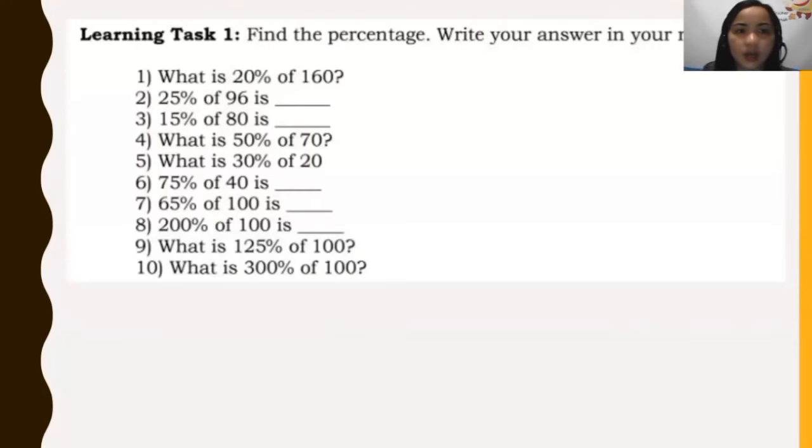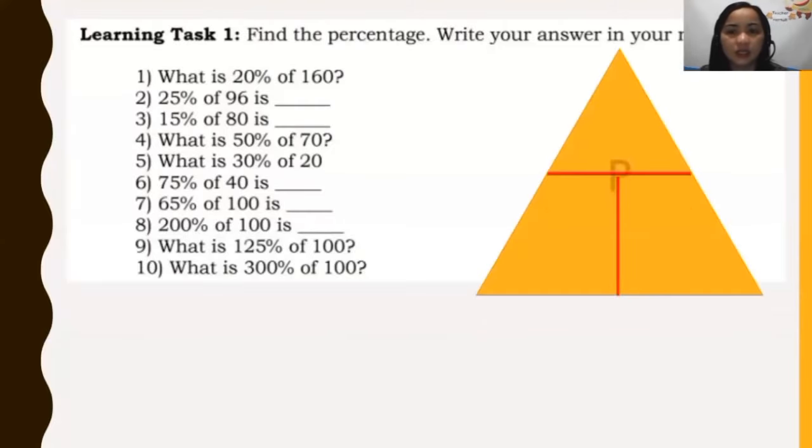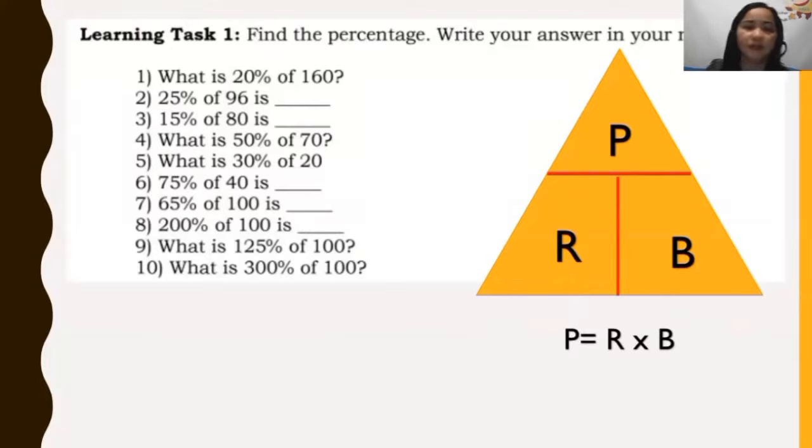Alright, so here, in your module, you have learning task number 1. Find the percentage. Write your answer in your notebook. So ang hahanapin nyo lang dito is percentage. And how to get the percentage, we have the Tekan's triangle. We have PRB. If you are looking for percentage, we use the formula. Percentage is equal to rate times base. So ayan po yung ating formula na gagawin sa learning task number 1.